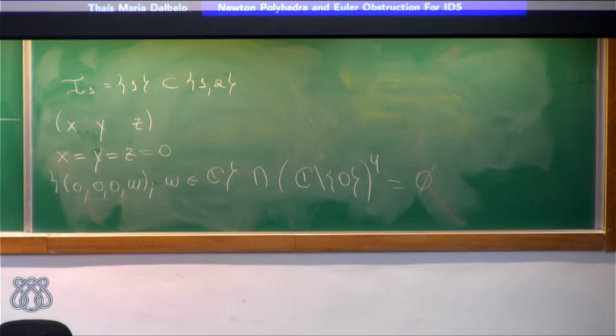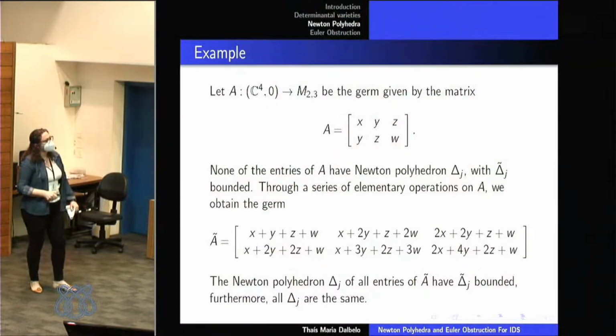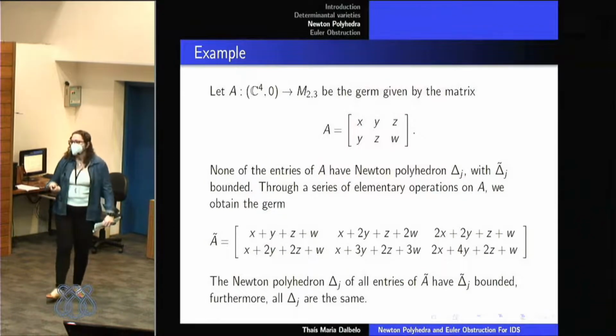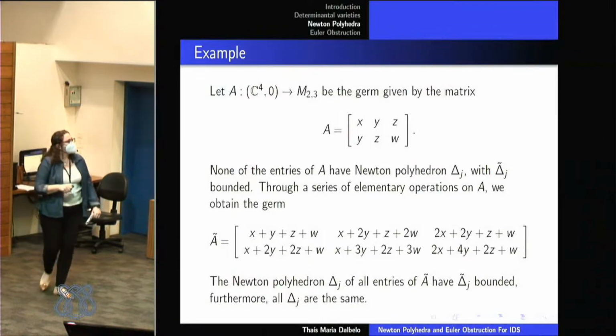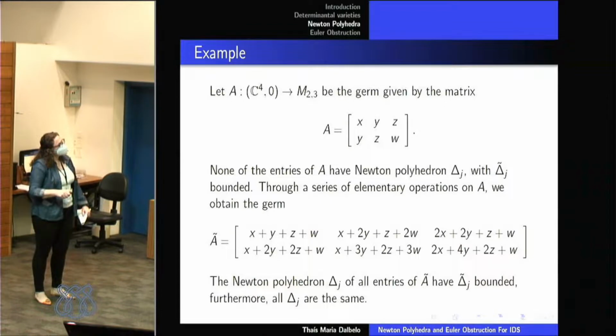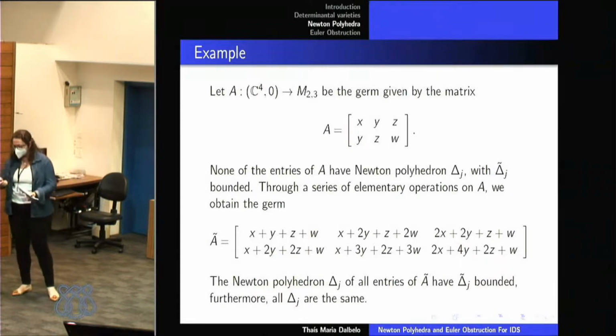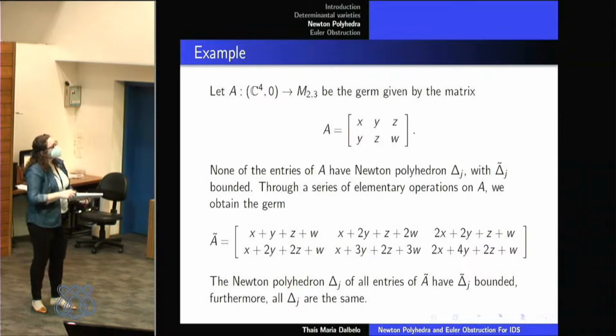However, if we repeat the row and column operations that we did in the previous example, then we have this matrix A tilde. This matrix is in general position, and we can also observe that all entries of this matrix have a bounded Newton polyhedron, I mean, the complement of the Newton polyhedron is bounded. Moreover, the Newton polyhedra of all the entries are the same. They are equal.